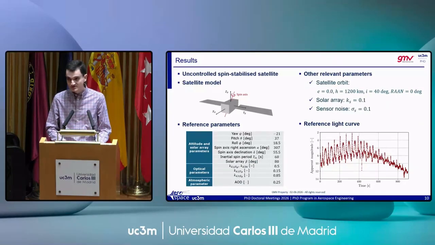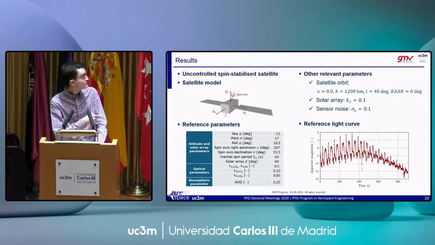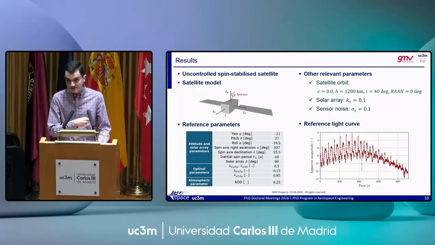So now let me present a test case of an uncontrolled spin-stabilized object. You can see there the satellite model and the reference parameters that are going to be estimated: attitude, solar array, the optical properties of the materials, and the aerosol optical depth. These parameters produce this reference net curve that is the one that we use as input to our method.